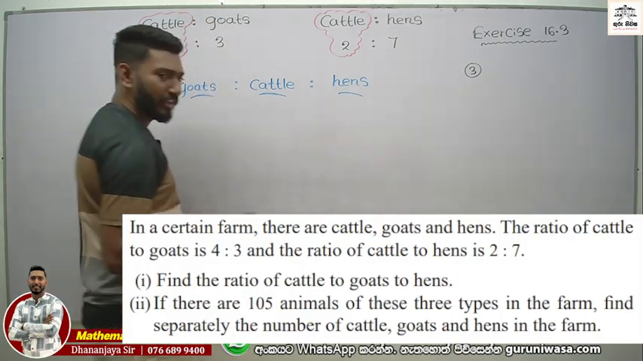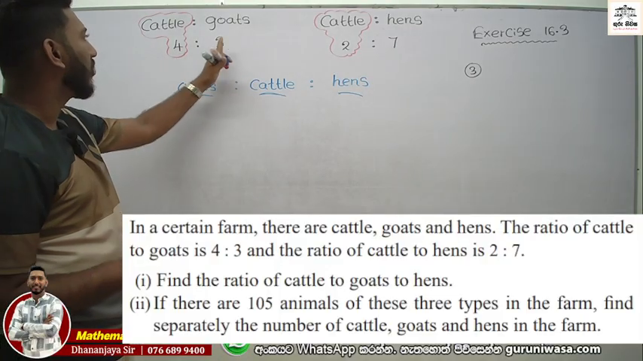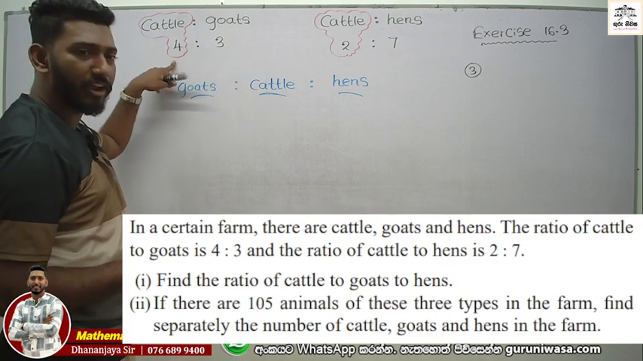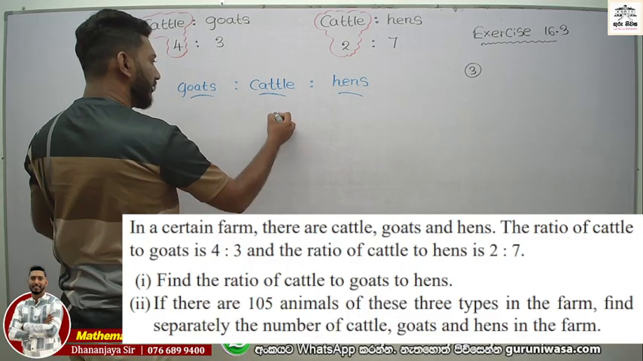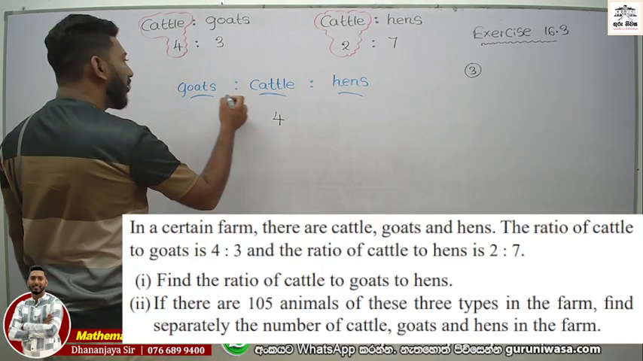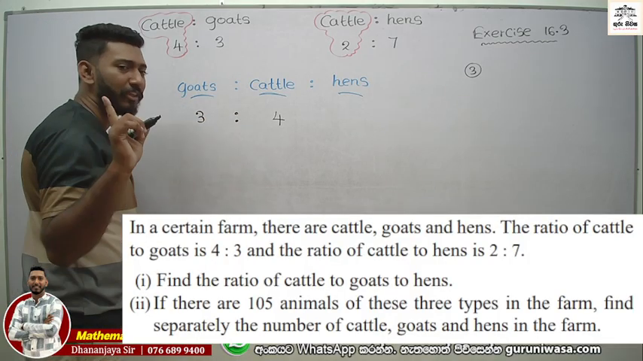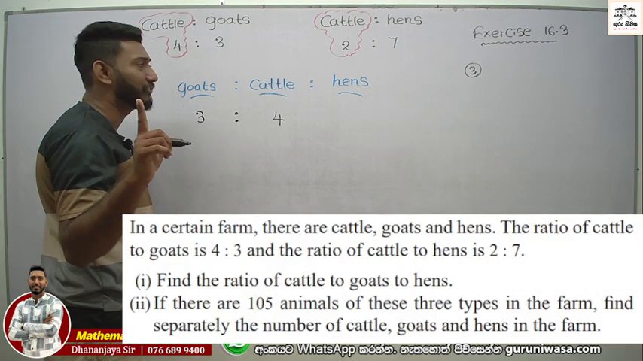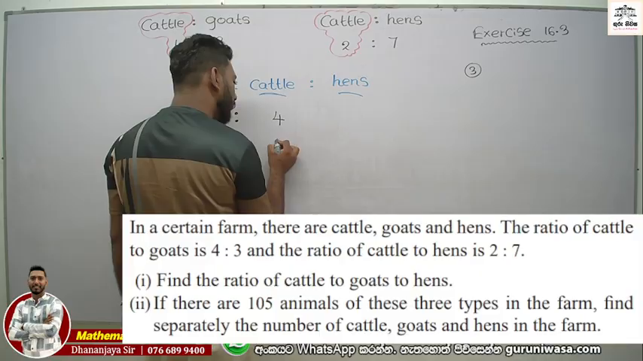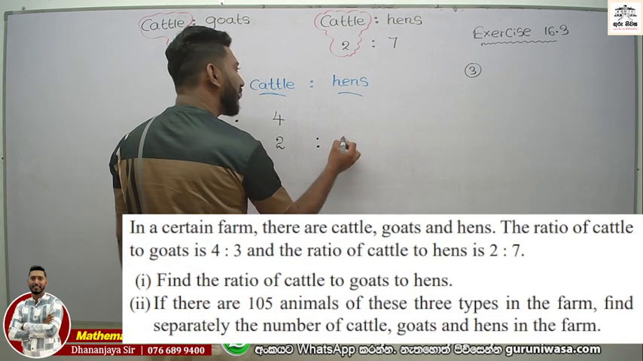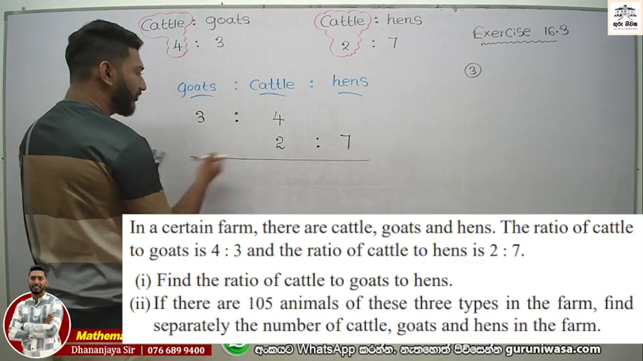Now be very careful. Listen. Cattle to goats. Cattle is 4, we cannot change that. Cattle should be 4 here and goats should be 3. Got it? Did everyone understand that? Yes. Cattle is 4 and goats is 3. Now cattle is 2, you can write here 2 and hens 7. Now we can use our zigzag method.